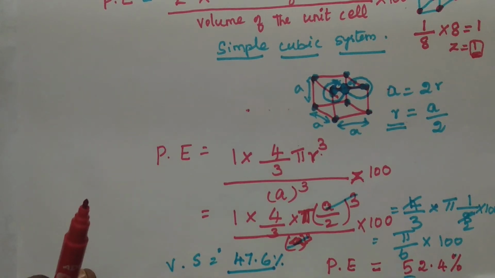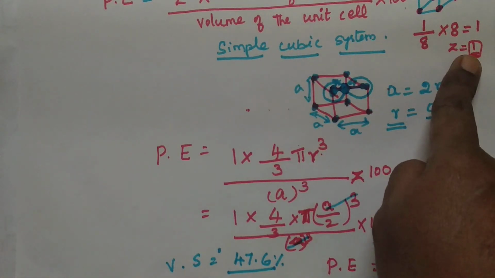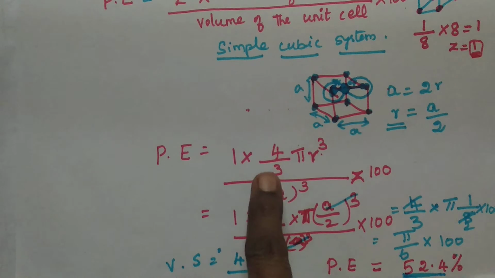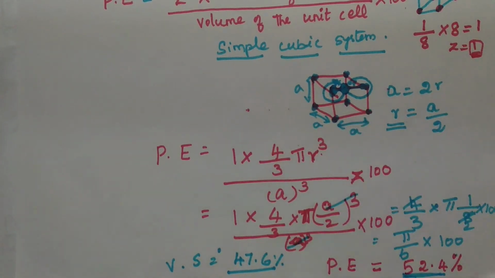So we have calculated the values, what is meant by Z, that we have come to know. And we know what is 4 by 3 pi r cube, the R value also we have found out here. And we have found out the packing efficiency, and also the vacant space value. Hope you have understood for a simple cubic system.